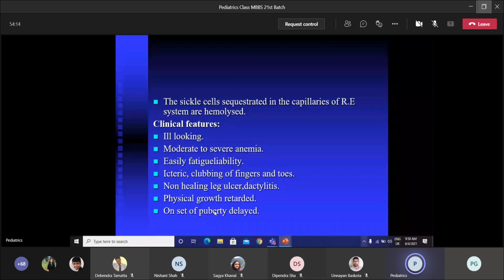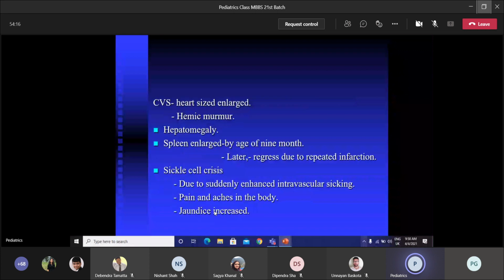In cardiovascular system examination, there is cardiomegaly, the heart size is enlarged, and due to anemia, you can hear the hemic murmur in the pulmonary area. On examination, the liver is palpable, there is hepatomegaly. Spleen also gets enlarged by the age of 9 months.